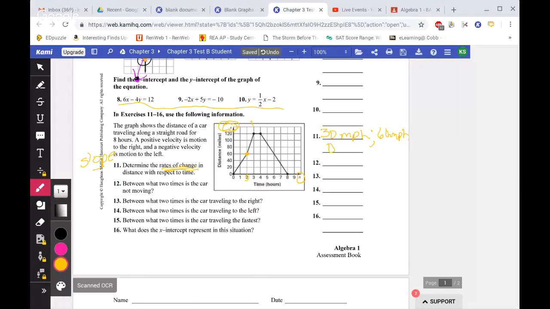60 over 2. Well, yeah, but if you were giving it to me in an ordered pair, you would tell me 2, 60, correct? Yeah. Because 2 is the X and 60 is the Y. Okay. What is the ordered pair for here? 0, 0. Yes.